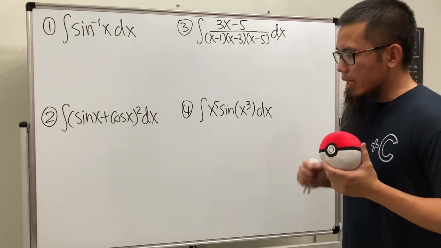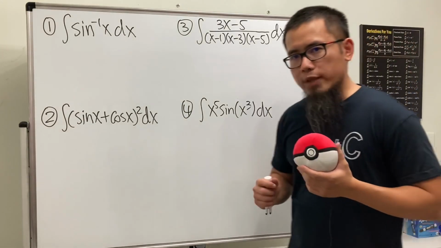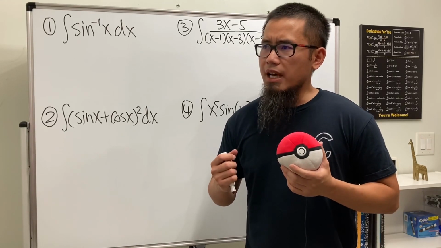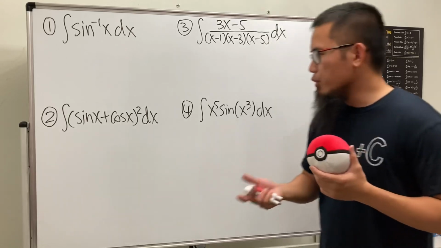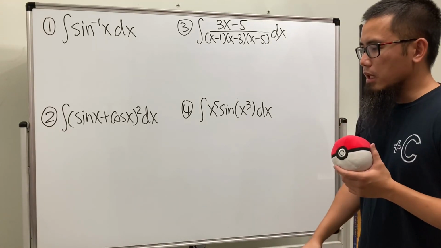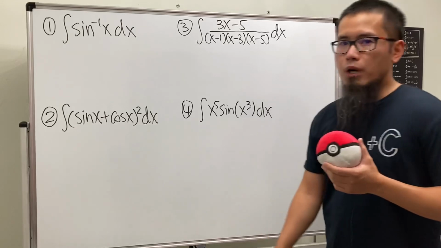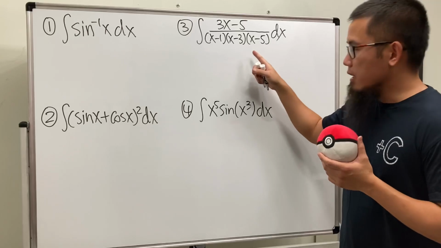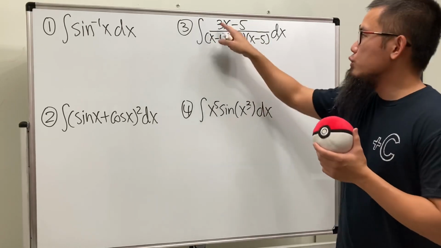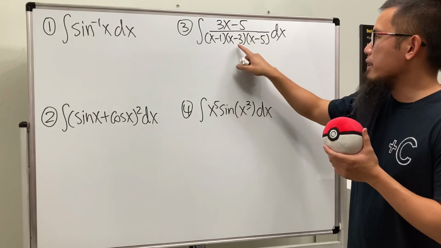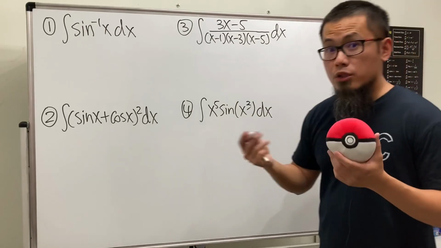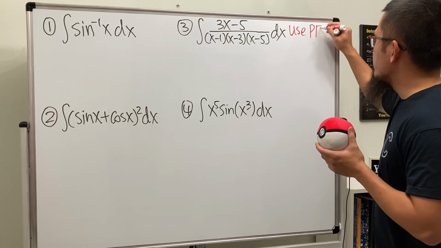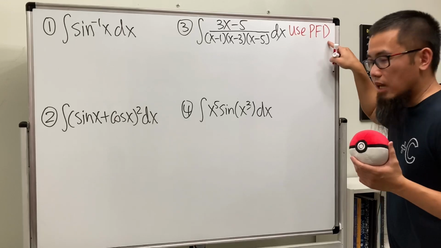So I would like to start off by telling you guys that we should always do the easy ones first. Maybe easy in terms of you know what to do right away. Perhaps the easiest one is this, because we have a rational function, 3x minus 5 over x minus 1 times x minus 3 times x minus 5. So we know we should use partial fractions, right? So I'll just say we use PFD, partial fractions decomposition.